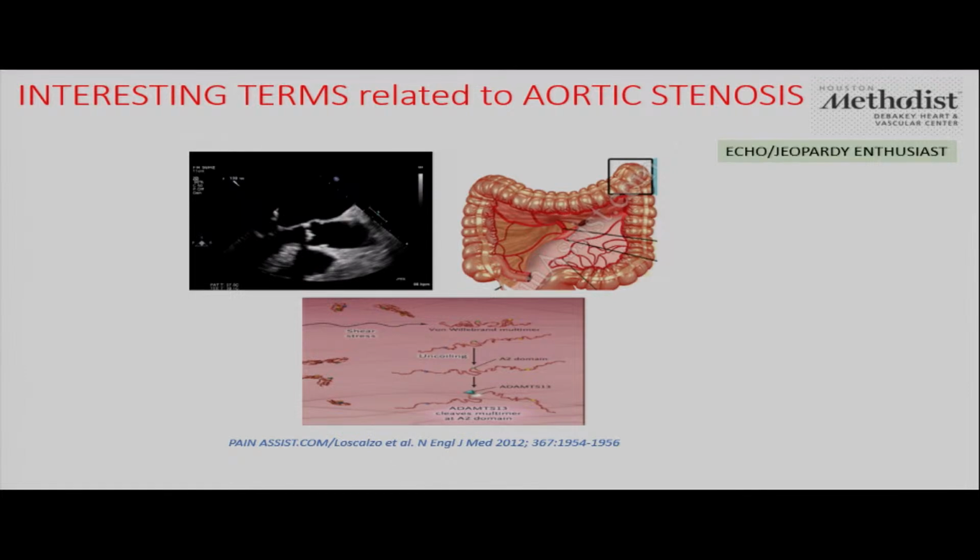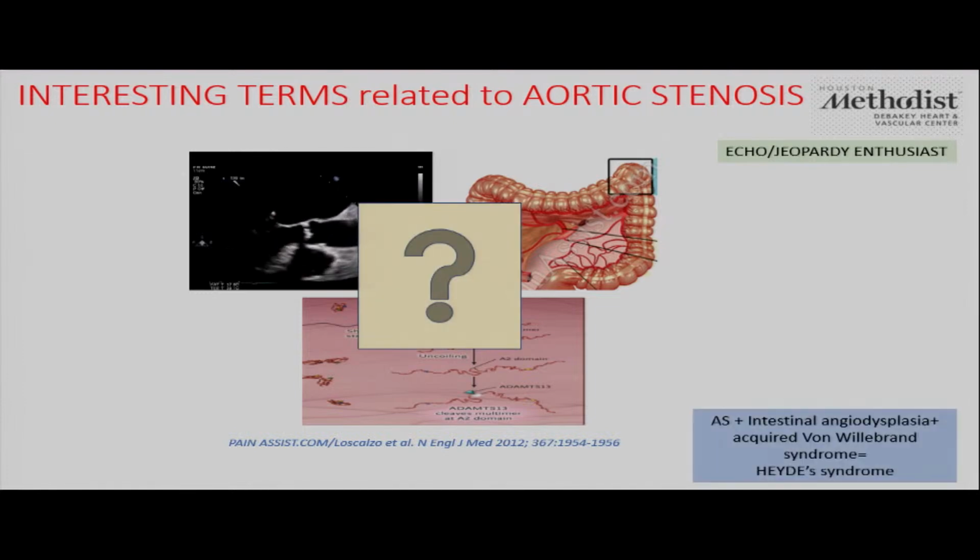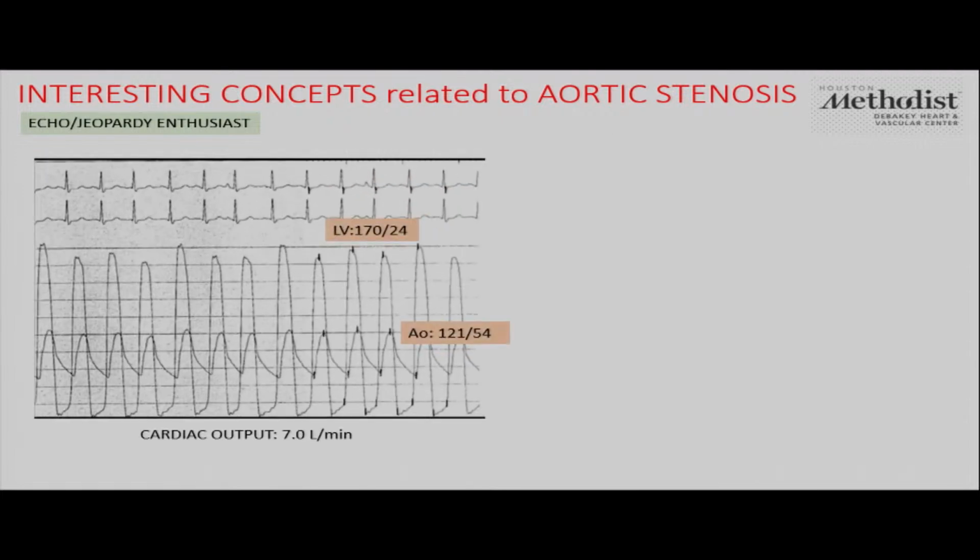I am an echo and Jeopardy enthusiast, so I did have to include a slide on that. So any takers on this? I think I got the answer, right. So aortic stenosis with intestinal angiodysplasia and acquired von Willebrand syndrome, which is Heyde syndrome. Just one more, I promise.